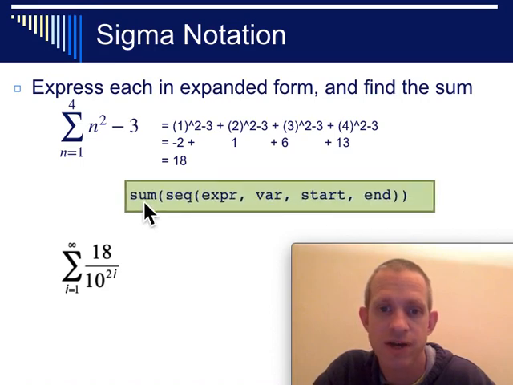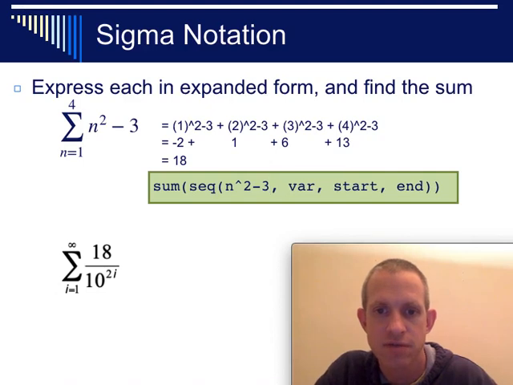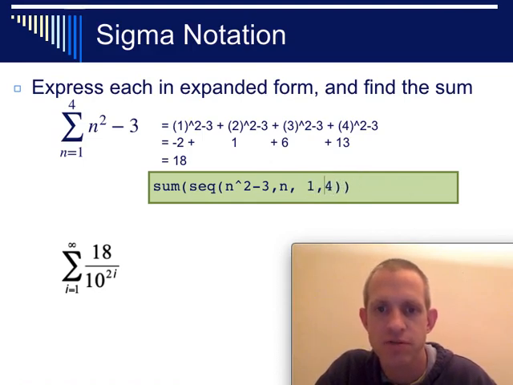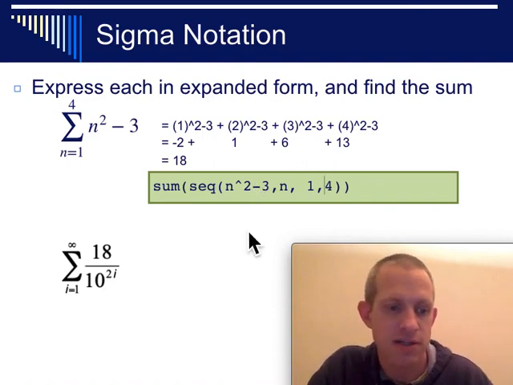So if we wanted to find this using our calculator, we would type sum of sequence of. The expression in this case is n squared minus 3. The variable we would choose to use is n. The start value is 1, and the end value is 4. And so if you were to type this into your calculator, you should get 18.